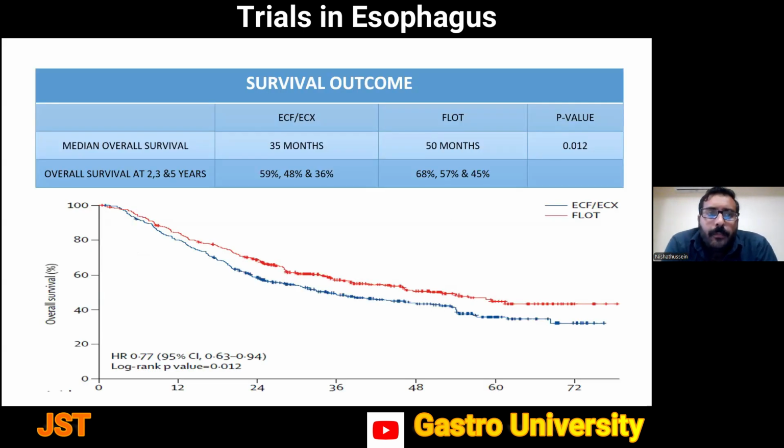Surgical outcome. So the median overall survival in the FLOT trial was 50 months compared to the ECF-ECX group, which was 35 months. So the FLOT regimen provided 15 months added median overall survival advantage, and this was clinically significant with a p-value of 0.012. And the overall survival at 2, 3, and 5 years was higher for the FLOT regimen compared to the ECF-ECX group. As we can see in the graph, throughout the study period, the FLOT regimen had at least 9% improvement of overall survival compared to the ECF-ECX group.